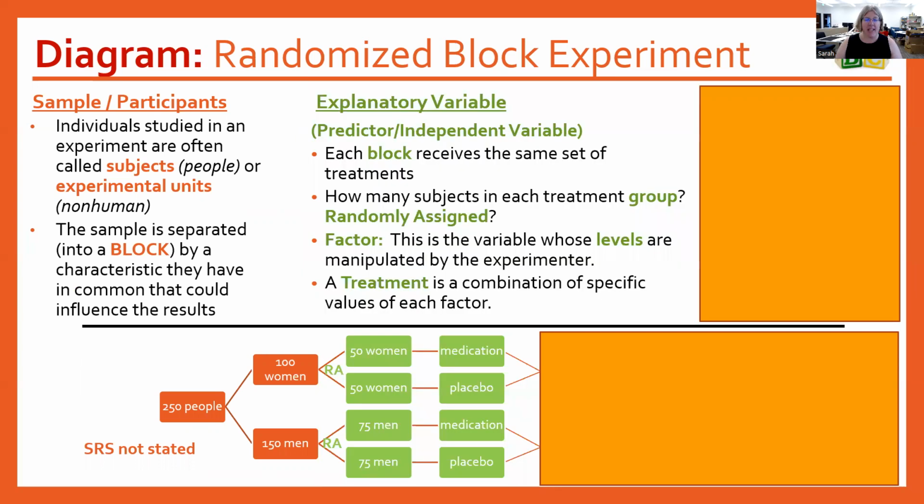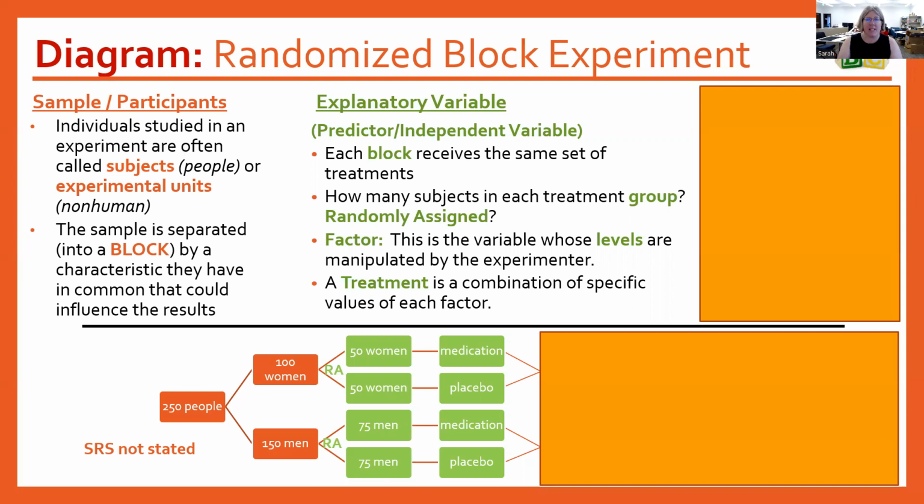So if I was testing a medication or a placebo to see if people get better, then I have that group of 100 women. I'll split it into 50 and 50 and randomly assign them. So that's where our random is going to come in. And then one of them will get the medication and one will get the placebo. And then I'll repeat the same exact thing with the group of men. So I'll split them in half randomly, and then half will get the medication and half will get the placebo.